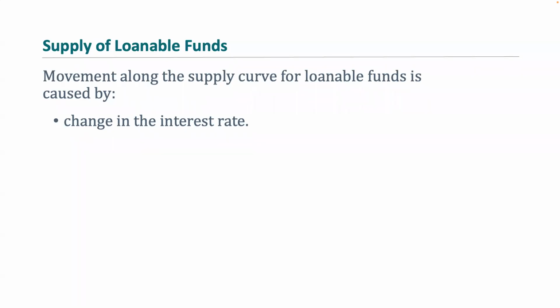Hello, everyone. In this video, we're going to talk all about the supply of loanable funds. With the supply of loanable funds, this is money that is going to be available for others to borrow. Movement along the supply curve for loanable funds is caused by a change in the interest rate. This is very similar to how we saw movement along the supply curve because of changes in price. So you can think of changes in interest rate as a change in price.